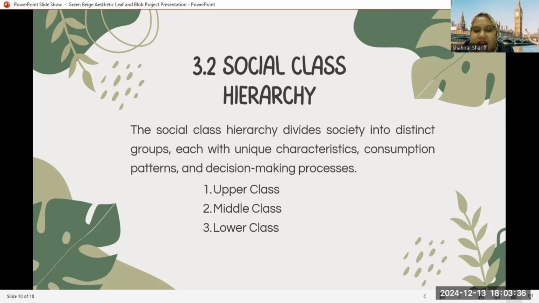Second, middle class. Middle class encompasses professionals, small business owners, and skilled workers. This class focuses on balancing quality and affordability, and they appreciate competence, preferring brands that symbolize upward mobility. They focus on practicality in purchasing. Decisions often consider long-term value and utility.